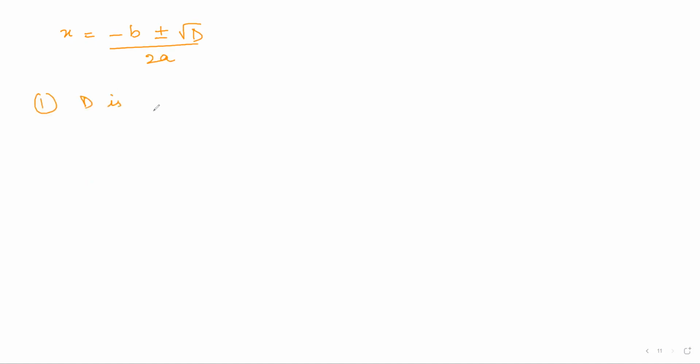D is positive, okay? So that means, let's say D is equal to 4 something. It's positive, any number I can take. Let's take D is equal to 4. So what will I get? x is equal to minus b plus minus under root 4 divided by 2a. Clear? Just to show it. And that is equal to minus b plus minus 2 divided by 2a, right?